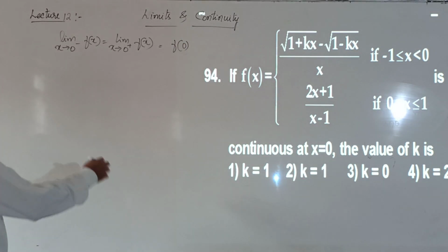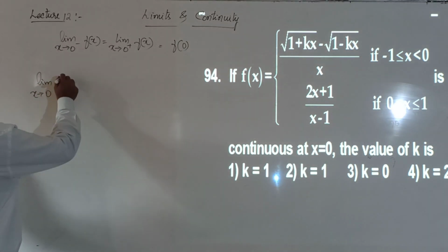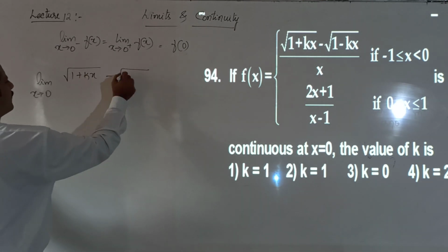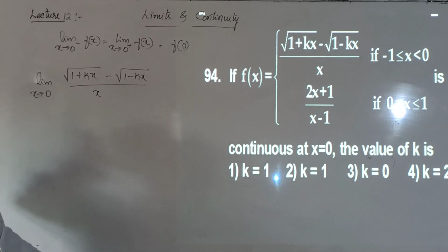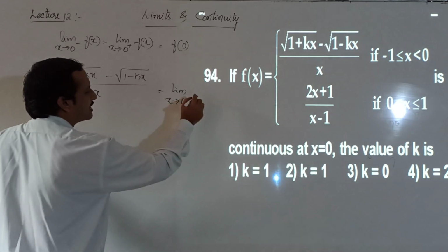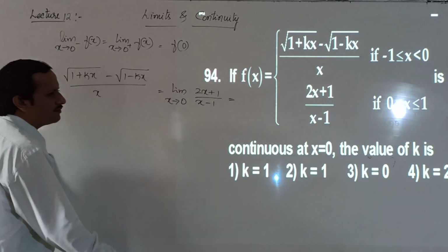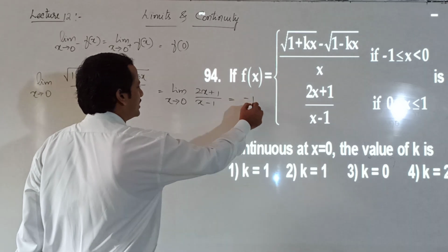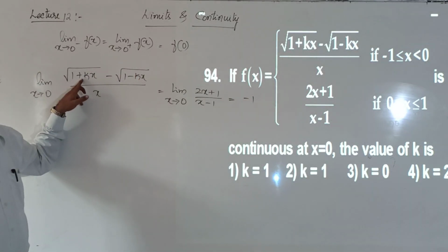Okay? So now the limit as x tends to 0 minus. When x approaches 0 from the left side, the function is defined as root of 1 plus kx minus root of 1 minus kx divided by x. That is equal to the limit as x tends to 0 from the right side, that is 2x plus 1 by x minus 1. That is equal to f of 0. At 0, we directly put x equal to 0 here, which will give you 1 by minus 1, which is minus 1.